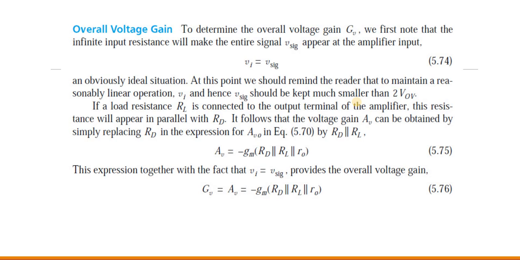Okay, so if a load resistance RL is connected to the output terminal of the amplifier, this resistance will be in parallel with RD. It follows that the voltage gain Av can be obtained by simply replacing RD in the expression for Av0. This expression already has RD parallel to ro, which will be connected in parallel to RL if RL is considered. This expression, together with the fact that Vi is equal to Vsig, provides the overall voltage gain: Gv is equal to minus gm times RD parallel to RL parallel to ro. Whereas Av0, the open circuit voltage gain, is minus gm times RD parallel to ro. But here we need to consider the load resistance also, because Av0 is different from Av. Av is the voltage gain of the entire common source amplifier circuit, whereas Av0 is the open circuit voltage gain.